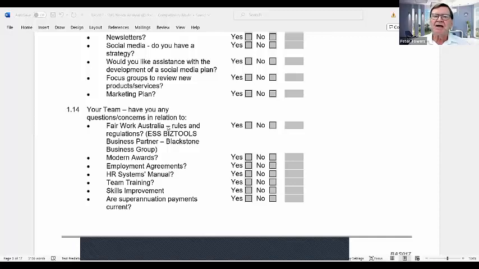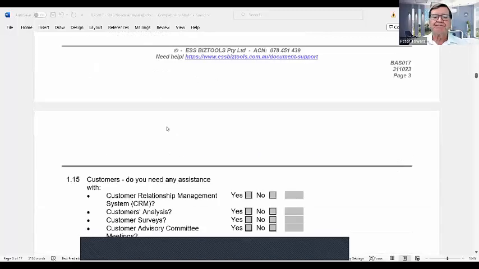What about their employee issues? Do they understand the Fair Work Act? Are they conversant with current changes that the government is proposing to make in various areas? Have they got a HR systems manual? Who looks after HR matters? Are they subscribing to organisations like Blackstone Business Group, who will supply the services for them? Or are they doing it themselves? If so, are they keeping up to date with it all?